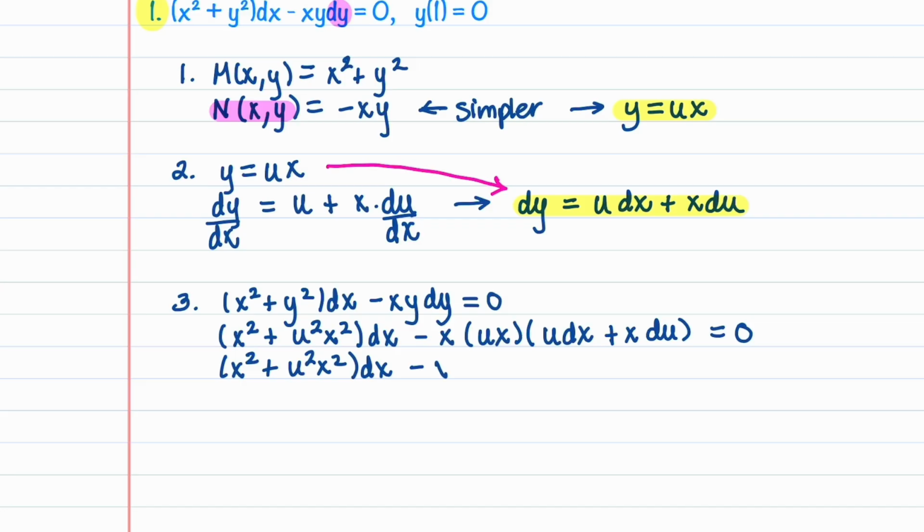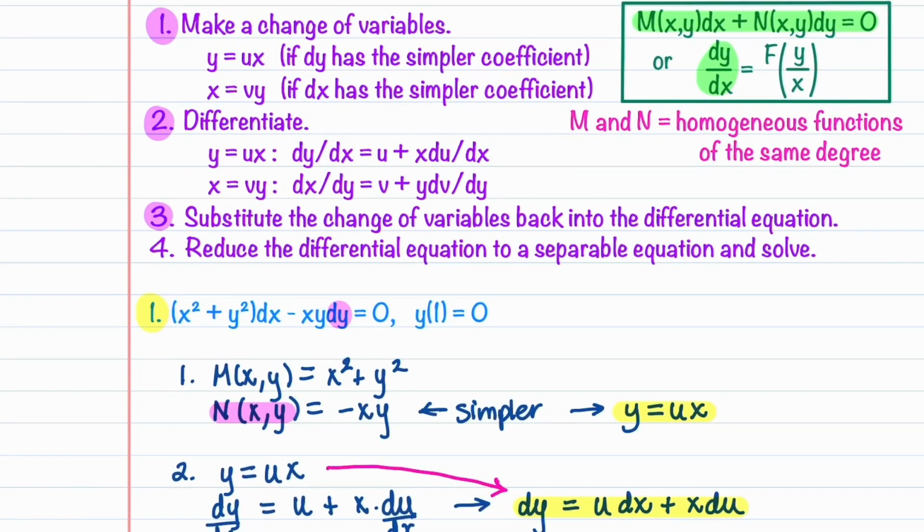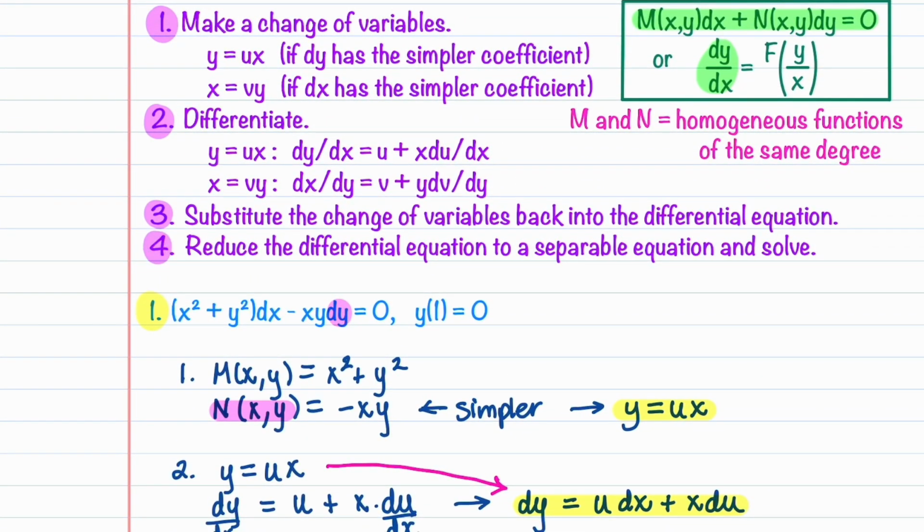This becomes minus x squared u squared dx minus x cubed u du, and that's equal to 0. Notice that this term is going to cancel with this term, and this gives us x squared dx minus x cubed u du is equal to 0. Now let's go back up and look at our fourth step. That step is to reduce our differential equation to a separable equation and then solve it.